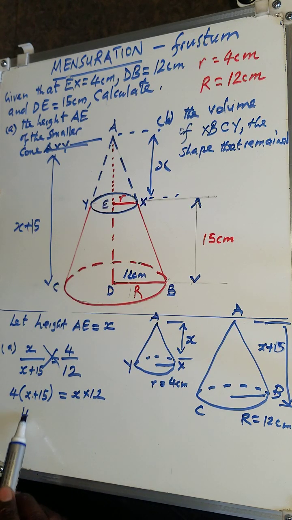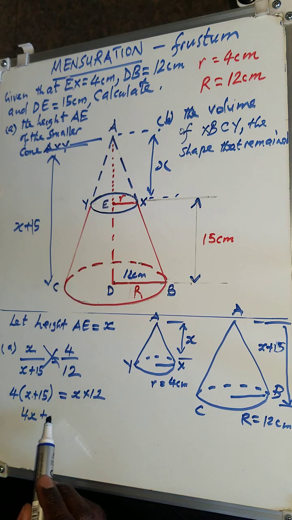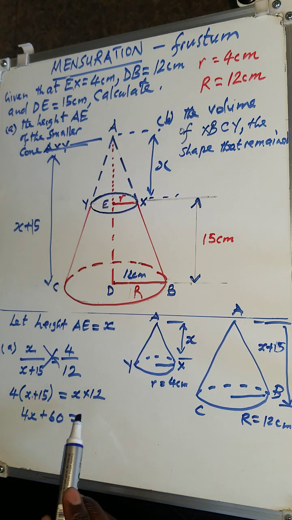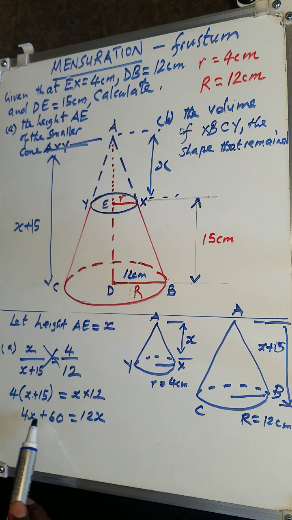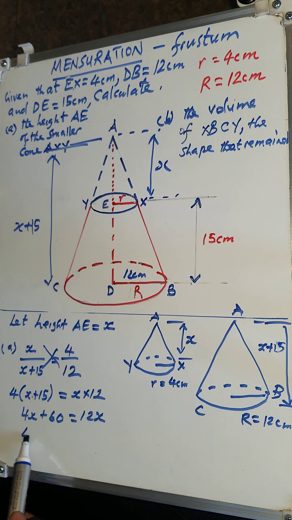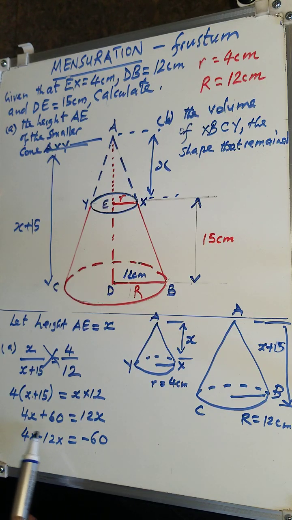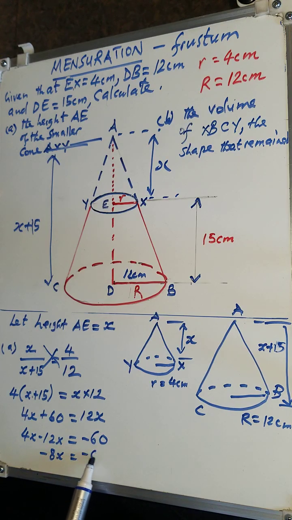So 4 times X will give me 4X. 4 times 15, if you multiply 15 by 4, is going to give you 60, which is equal to X times 12, which gives you 12X. Now to find X, we can collect the like terms on one particular side. If I bring this 12X to the other side, it will be 4X minus 12X is equal to, when this 60 crosses the equal sign, it becomes negative 60. So how do I work that out? Of course, 4X minus 12X will give me negative 8X is equal to negative 60.